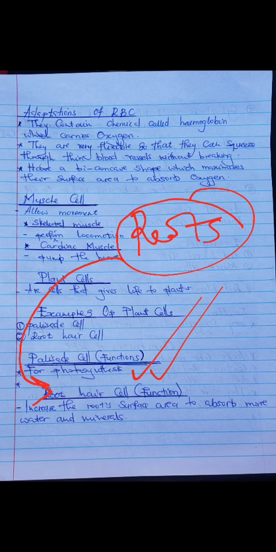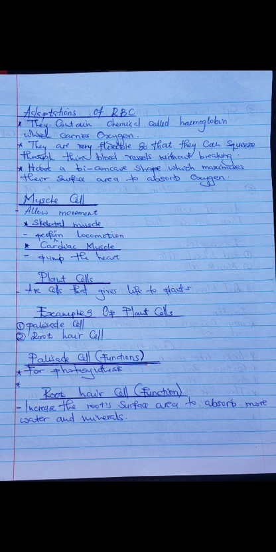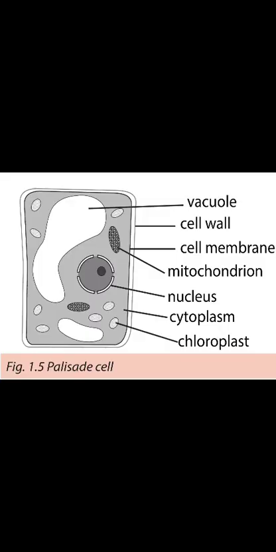Now let me just show you the pictures of what we call root hair cell, palisade cell. Here is the structure of what we call a palisade cell, as you can see here. This is a palisade cell consisting of the vacuole, the cell wall, cell membrane, mitochondrion, the nucleus, the cytoplasm, the chloroplast. Okay, and inside the chloroplast, that's where we find chlorophyll, which is the green pigment that traps sunlight, which is going to be used for the process of photosynthesis.